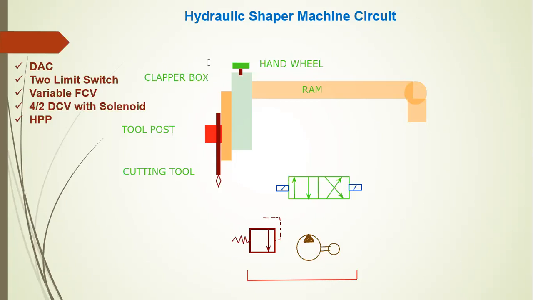Give the arrow directions to mention all the names of the component parts. Here is a hand wheel. Here is a clipper box. Here is a tool post, and here is a cutting tool, and this is a ram. This is the basic arrangement for giving the reciprocating motion in the shaping machine process.